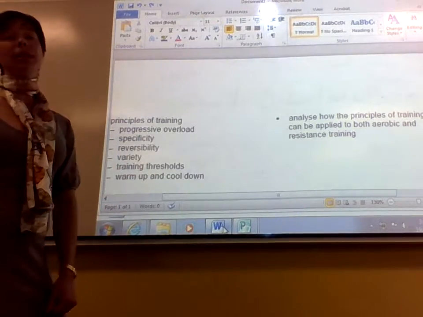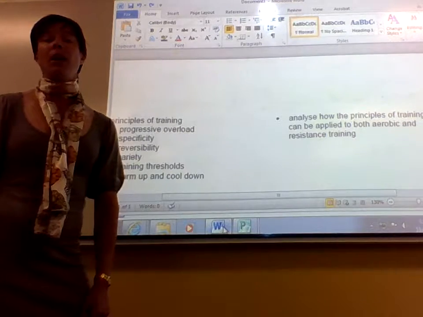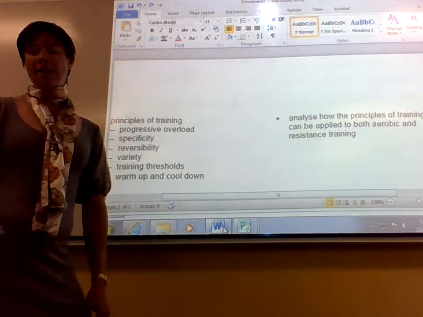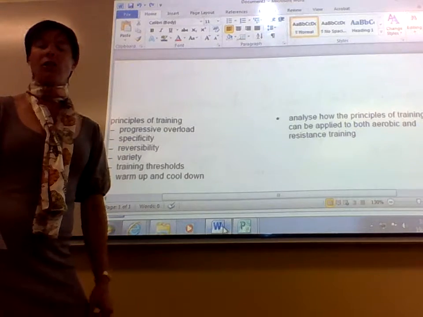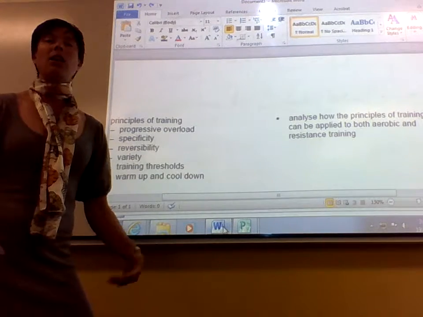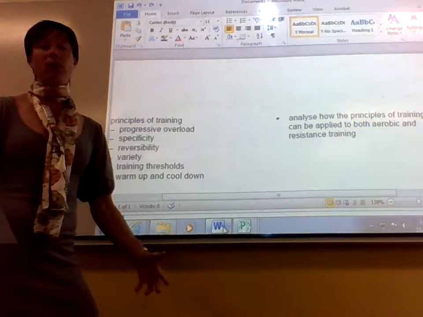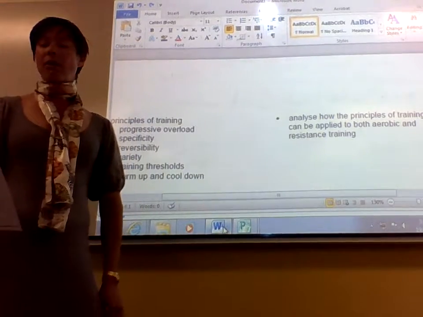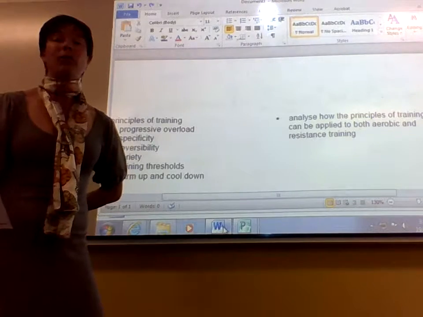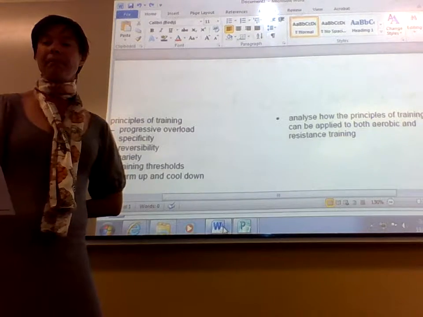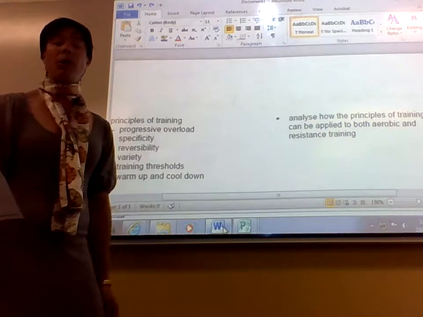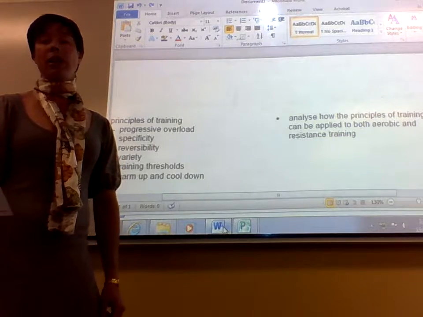Okay, reversibility. You might have heard the sentence of use it or lose it. So as an athlete, if you don't actually train, you're going to lose the gains that you have. So once training ceases, those physiological adaptations that have occurred will start to be reversed, hence reversibility. This can be applied to both the aerobic and the strength or resistance training.